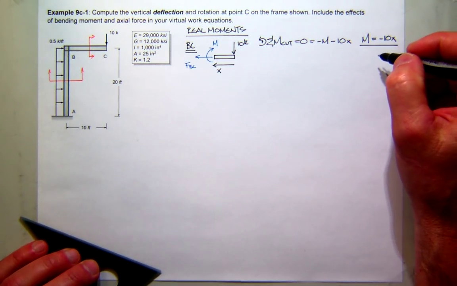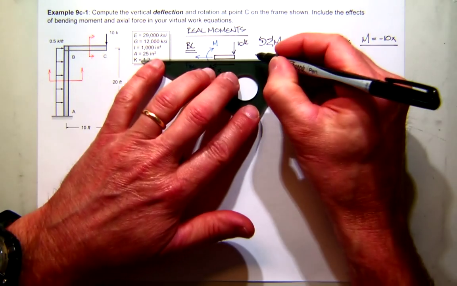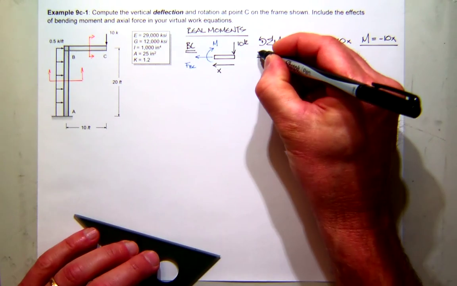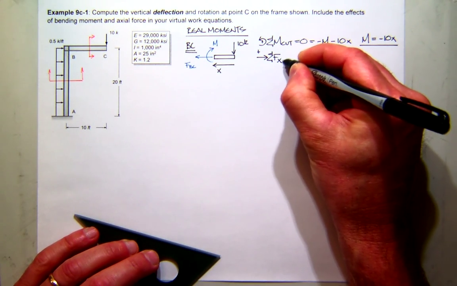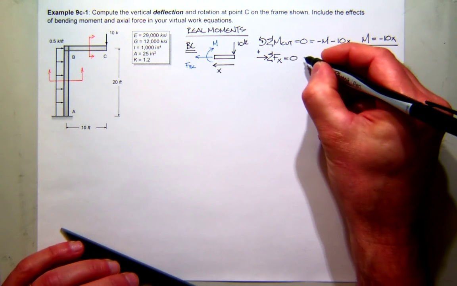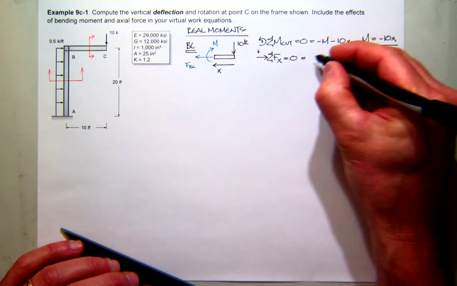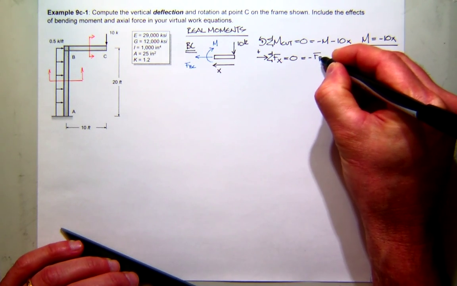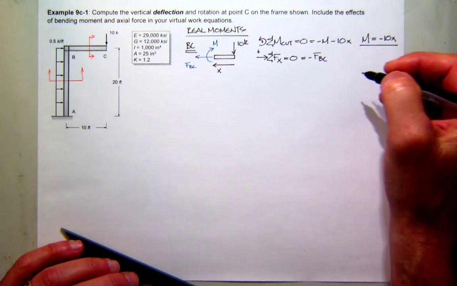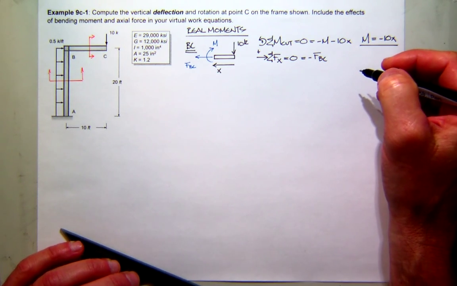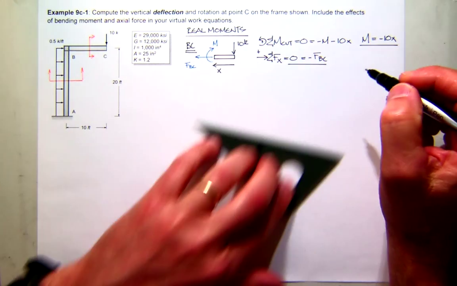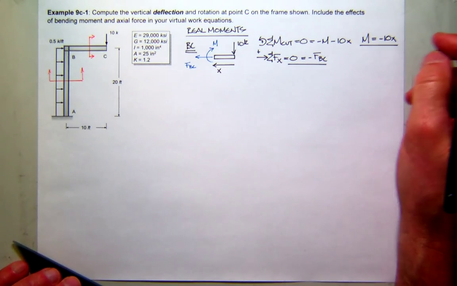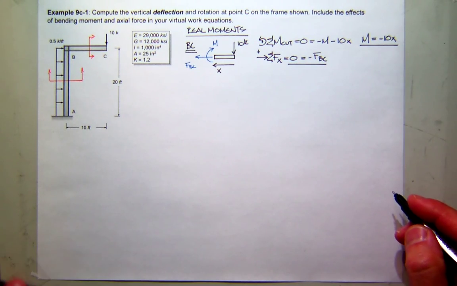Okay? And we can also sum forces in the X direction, to make sure that's in equilibrium. You look at the X direction, I've got minus the force in BC, and what else? Nothing. So there is no axial force in that element. Okay with that?